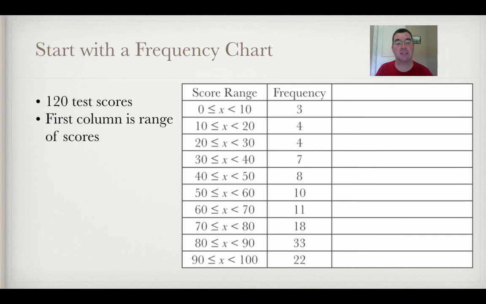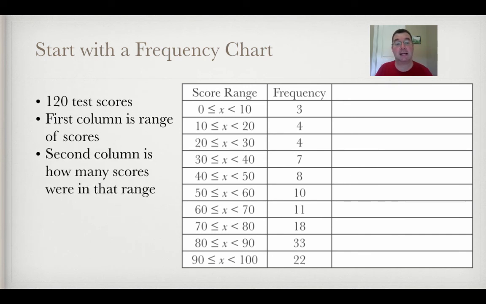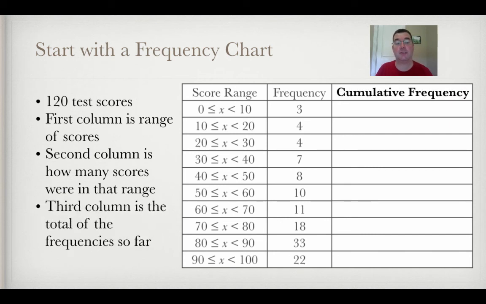The first column is obviously the range of the scores, and the second column is how many scores were in that range. The third column is going to represent the total of the frequencies so far down the table. So obviously, once I look at just the first row of data, I've only got 3 test scores that I'm talking about. But then once I look at the first 2 rows, then I've got a total of 7 scores, the 3 scores plus the 4 scores. And add the next 4 scores and I will have 11. Add the next 7 scores and I will have 18.